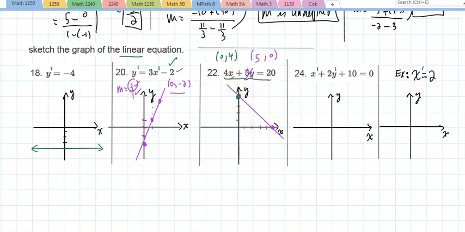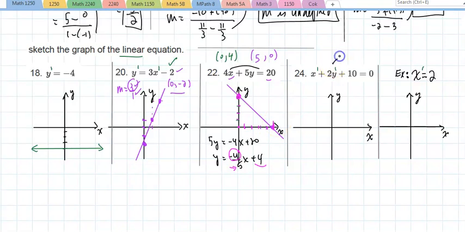There's my line. You could definitely, if you wish, solve this for y. You could move this over: 5y equals negative 4x plus 20. Divide by 5: negative 4 over 5 x plus 4. Wouldn't you say the y-intercept is 4? Don't you go down 4 units? 1, 2, 3, 4. And you run 5. 1, 2, 3, 4, 5. Do you see you get the same line? You can't get it wrong.